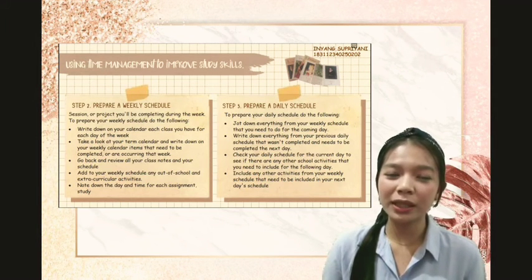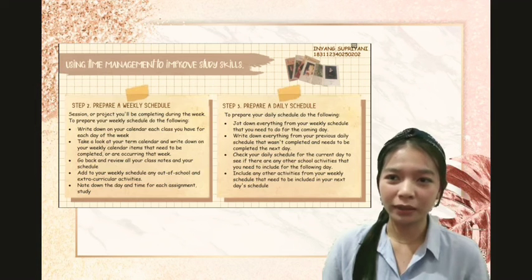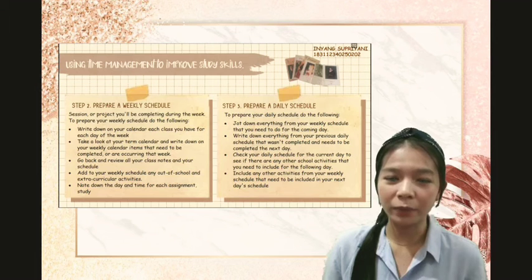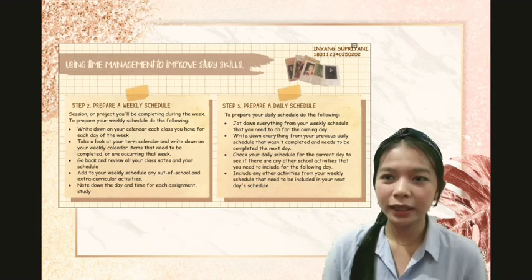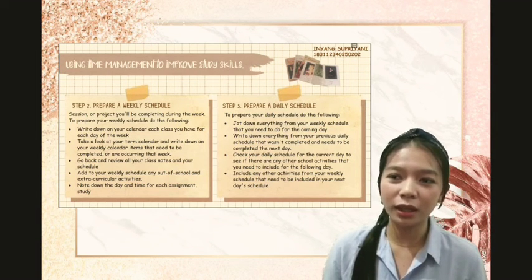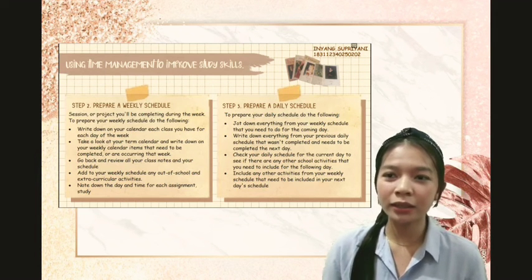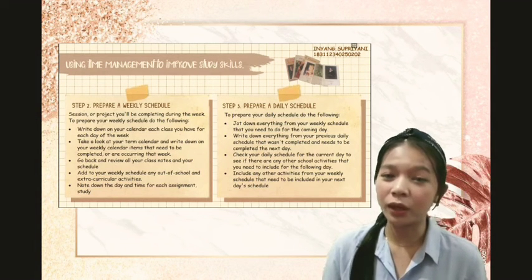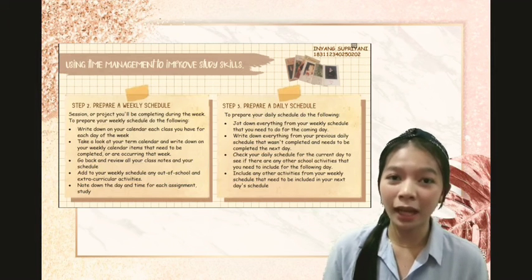Step 2. Prepare your weekly schedule. To prepare your weekly schedule, do the following. Write down on your calendar each class you have for each day of the week. Take a look at your term calendar and write down on your weekly calendar items that need to be completed or are occurring that week. Go back and review all school class notes and your schedule. Add to your weekly schedule any out-of-school and extracurricular activities. Note down the day and time for each assignment and study.